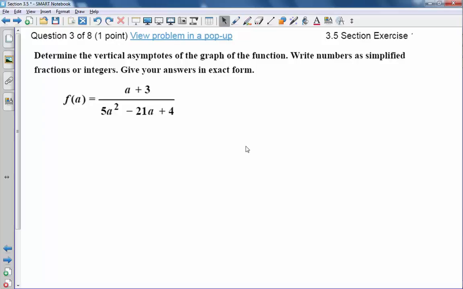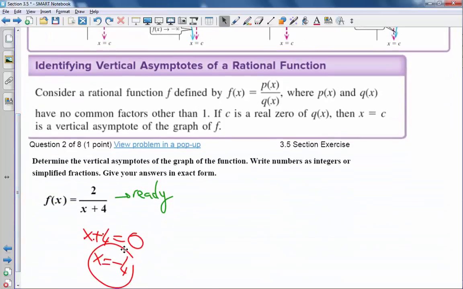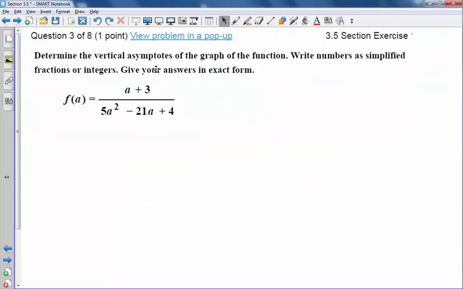It's getting more challenging. Same type, same question. Different equation, different expression. Oh, I need just to set this denominator into 0, right? That's it. Let's do it. Like before, we said it was x plus 4. I set it into 0. Look, set this into 0. Set that into 0 then. I will go ahead and put that 5a squared minus 21a plus 4 into 0.